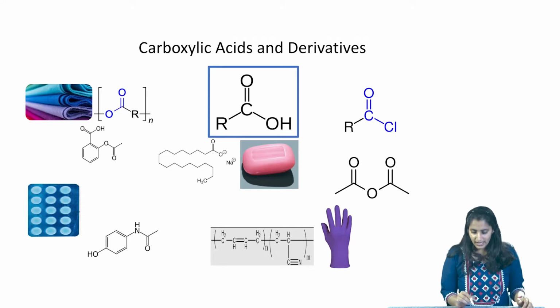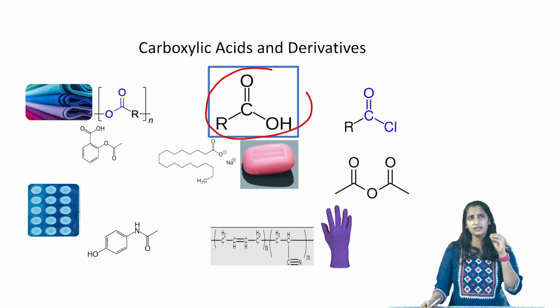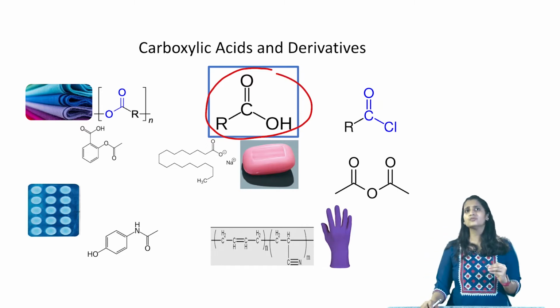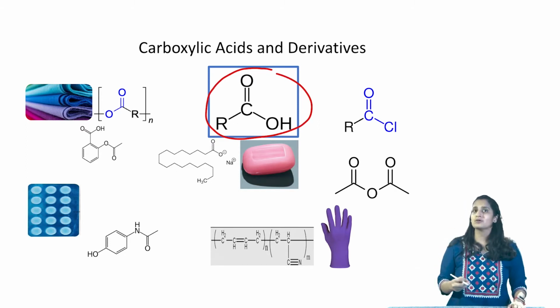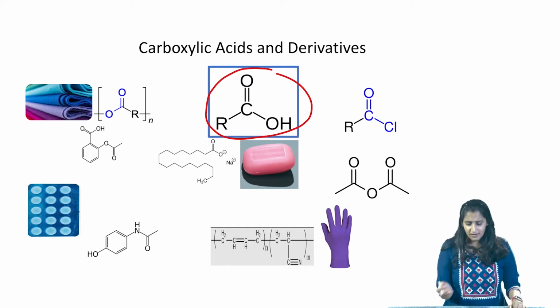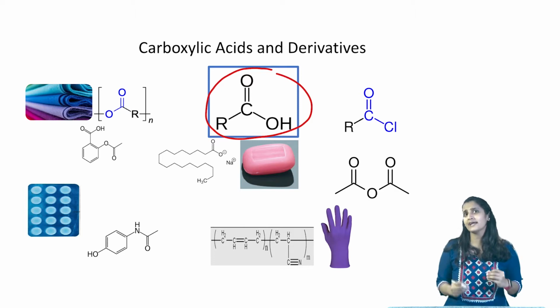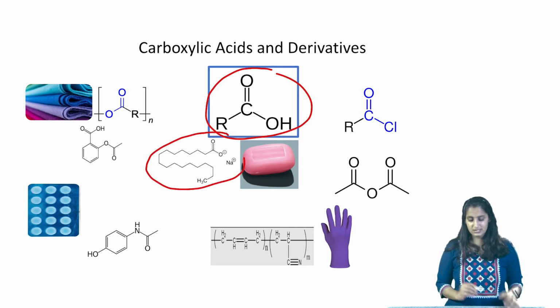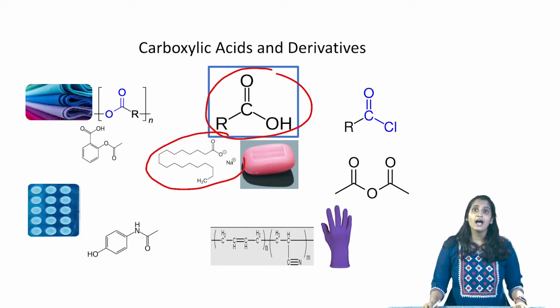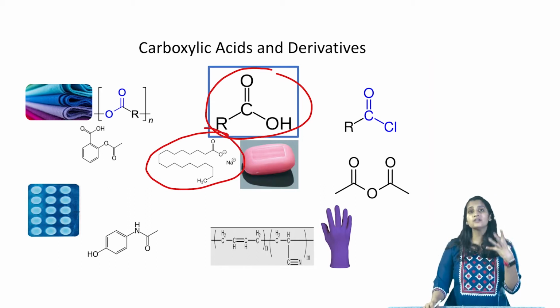Now, this is the functionality R C double bond OOH, and really in our daily life we are using some derivative or the other of carboxylic acid. In fact, many of the carboxylic acid derivatives are found in our body, but I have chosen some very key molecules here that have played a very important role in history. To begin with, here is a sodium stearate molecule. This is a sodium salt of stearic acid, and it is one of the components of soap.